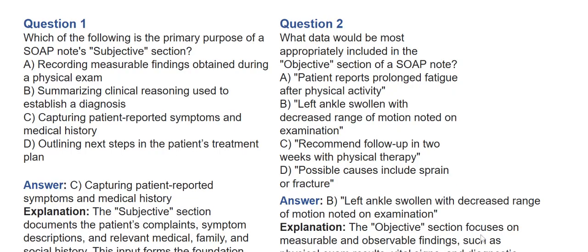The objective section focuses on measurable and observable findings such as physical exam results, vital signs, and diagnostic data. Observable characteristics like swelling and limited range of motion are appropriately documented here.